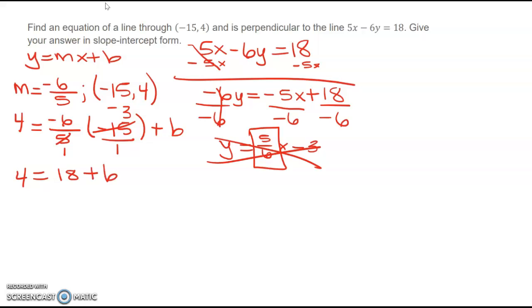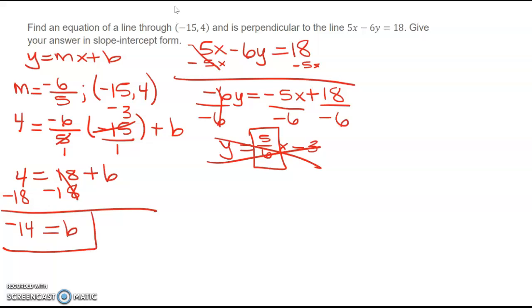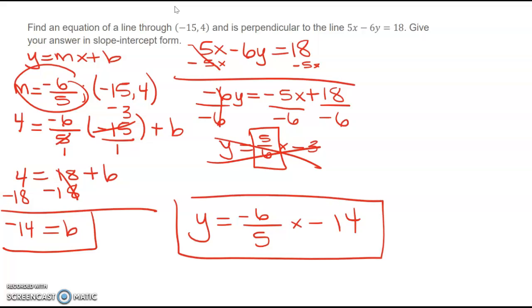And then plus b. Let's finish isolating that b, minus the 18 from both sides. So 4 minus 18, I'm going to get negative 14 equals b. So now I have my y-intercept, I have my slope, and so I can write that new equation. So y equals negative 6/5 x minus 14. So that is the equation of the line perpendicular to 5x minus 6y equals 18 that passes through this point, (-15, 4).